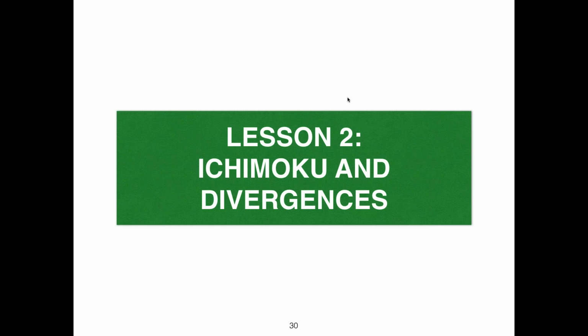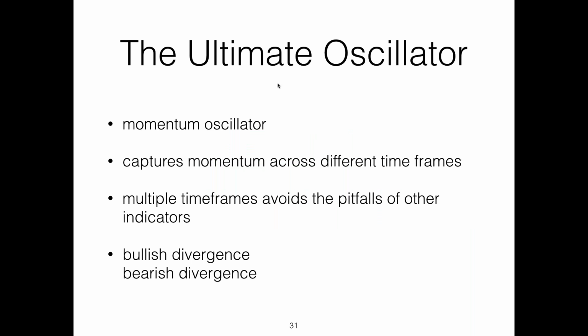So let's go to our next lesson on divergences. For this lesson, we will use the ultimate oscillator with Ichimoku. You will find the ultimate oscillator in the Investagram's chart. You will also find this in PSE tools. These are all free charting software. They're web-based. You'll find the indicator in your call charts as well.